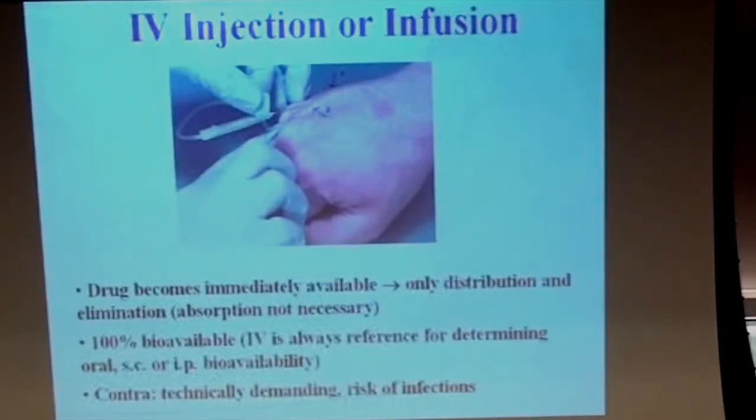Okay. From a conceptual model, intravenous is the easiest. It is, of course, technically a little difficult and carries a risk of infection. But when you're putting the drug directly into the vein, per definition, bioavailability is 100%. Because unless you miss the vein, there's no way how you can lose the drug. You're putting it all directly into circulation.